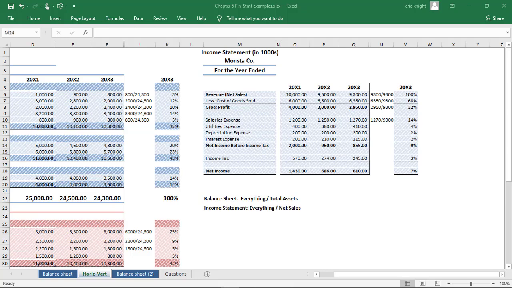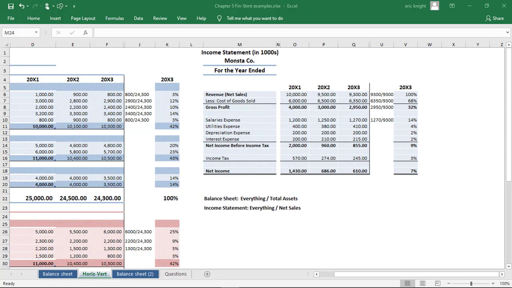So everything is going over net sales. You can see the formula there, and you can see that everything is there, and we can see the biggest expenses. Our salaries are our biggest expense. We can see how much our gross profit is. We can see what kind of income tax exposure we have. We can see all that stuff. And so that's the purpose of doing this common size analysis for the income statement.